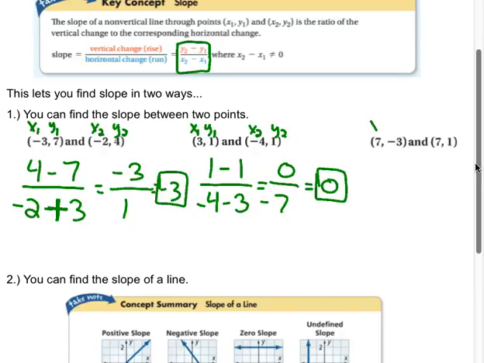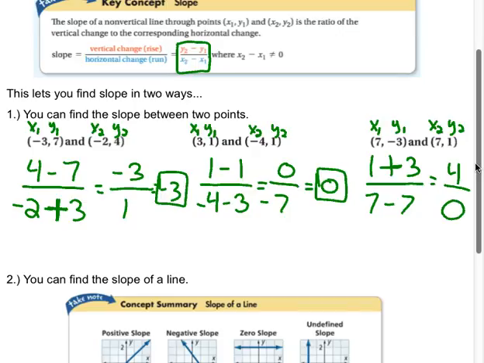And then finally, our last one, x1, y1, x2, y2, subtract the y's, and subtract your x's. 1 minus -3, well, that double negative turns to a positive, so 4. Then 7 minus 7 is 0, so 4 over 0.